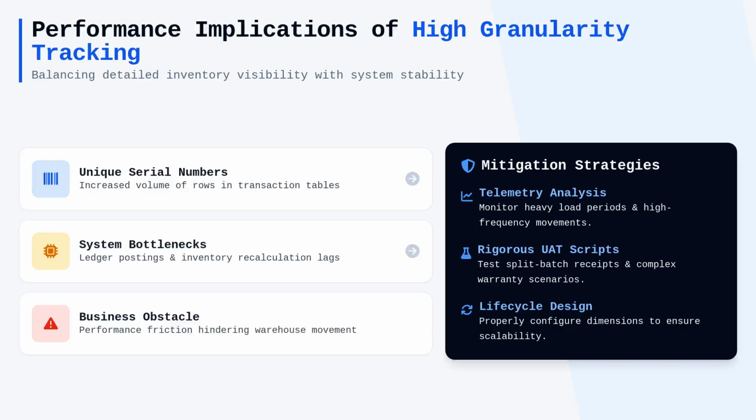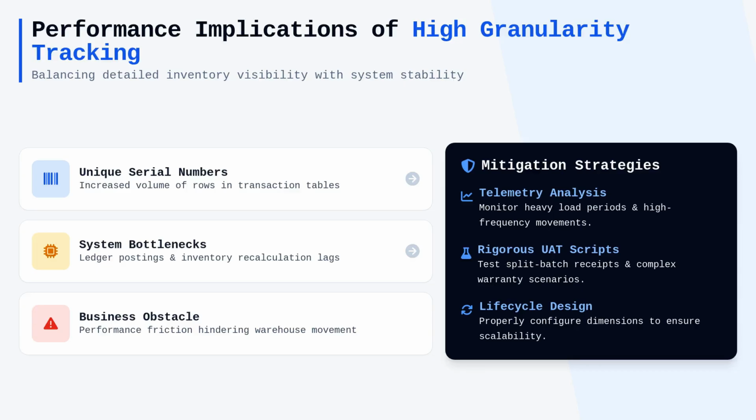Lastly, consider the performance implications of tracking at a high level of granularity. Every time you require a unique serial number for every individual item, you are effectively increasing the volume of rows in your inventory transaction tables. While modern high-performance databases handle this well, you must monitor for bottlenecks in ledger postings and inventory recalculation batch jobs.